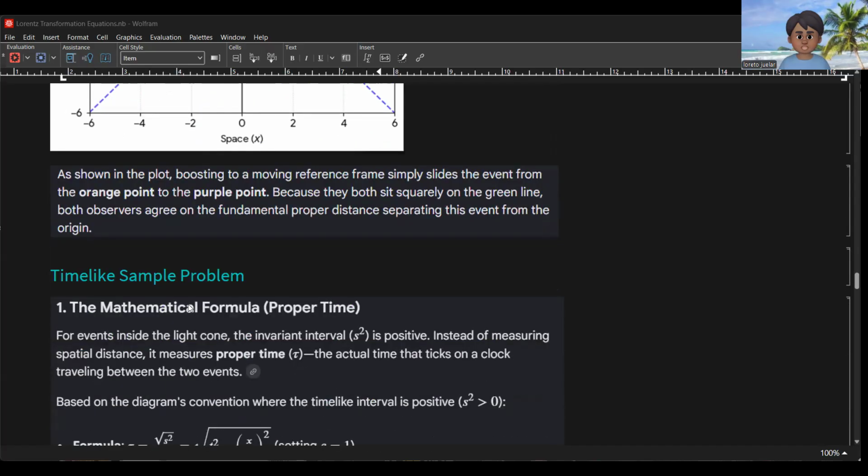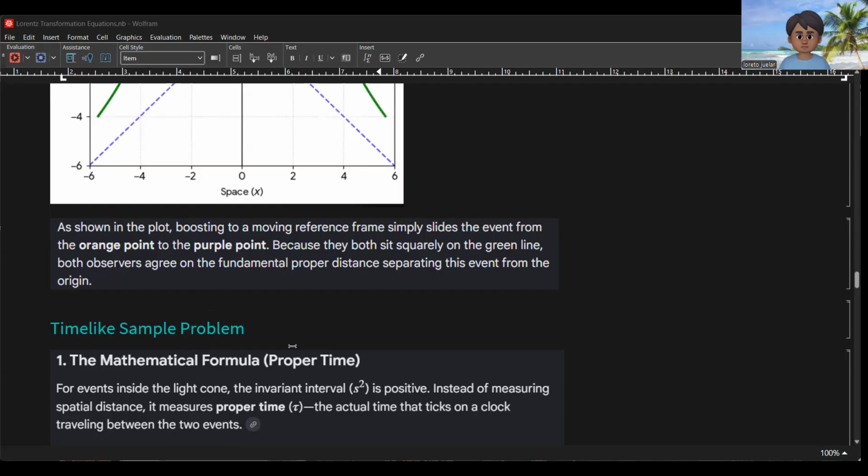Now we have another example here for the timelike event. The mathematical timelike example. Now we will continue this later on.